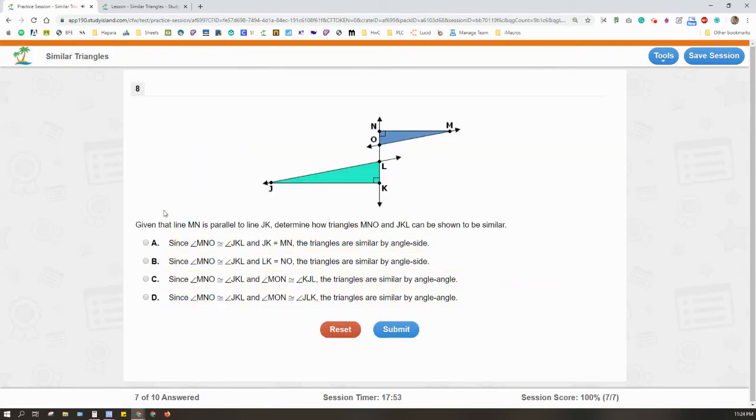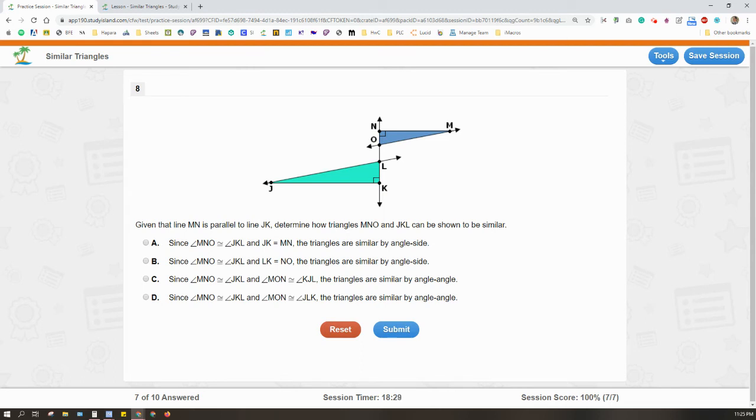Let's do another. Given that line MN is parallel to line JK, determine how triangles MNO and JKL can be shown to be similar. So again, you've got some parallel lines and you have a line crossing them. We call that a transversal. So MN and JK are parallel. MN is up here, JK is down here. We see right away that these are marked with right angles. So those are congruent to each other. What other angles can we find? Go ahead and look through the statements.